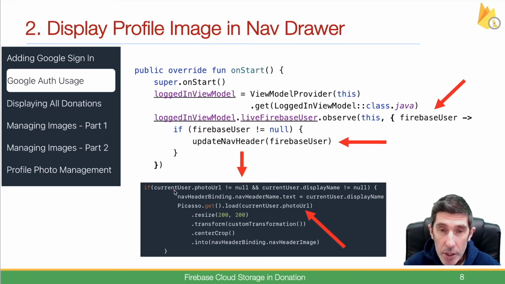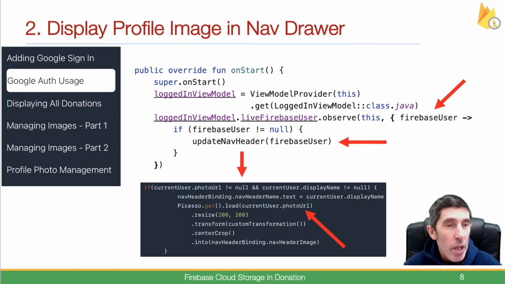So what I'm doing here is, if this is technically a Google user, I set the display name, and then I use Picasso to load up that photo URL tied to the current user into the nav header image. Okay, and again, I would take you through this in the lab itself. We'll put this inside of a helper class as well.